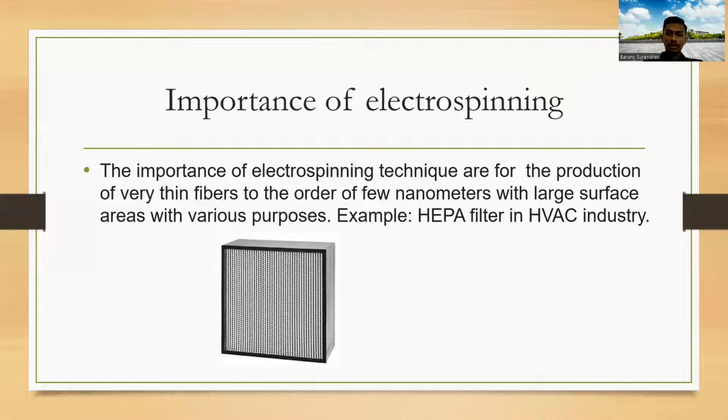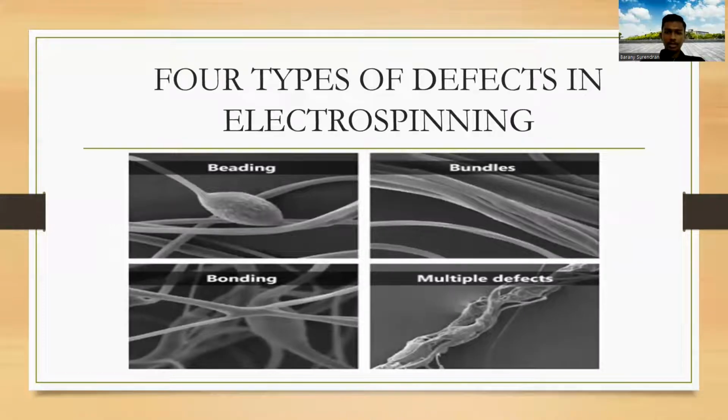The importance of electrospinning techniques is for the production of very thin fiber in the order of a few nanometers, with large surface area for various purposes. For example, this electrospinning method is used to create filters such as HEPA filters in the HVAC industry. And these are some types of defects that may appear when we are doing electrospinning, which are beading, bundles, bonding, and multiple defects.